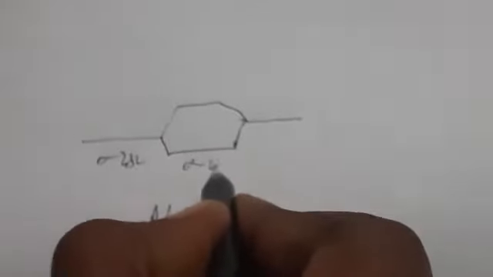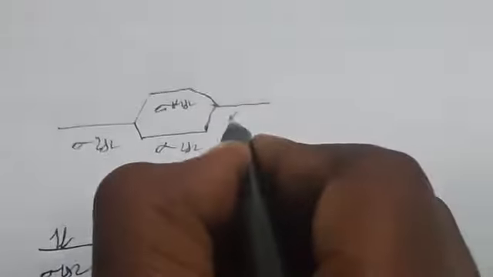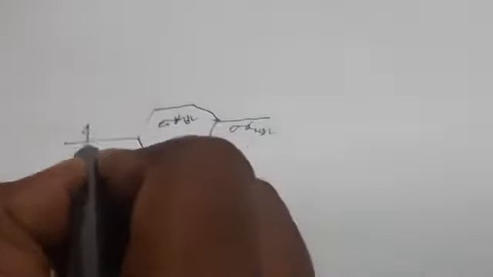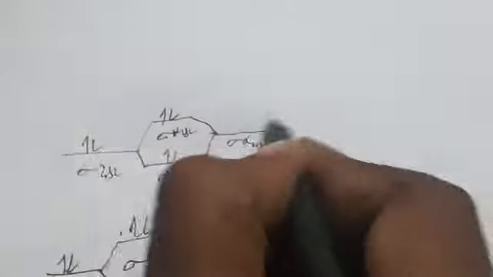Okay, so now what we have to see here? Now we have to see sigma 2s2, sigma 2s2, sigma star 2s2, sigma star 2s2. So here 2 electrons, 2 electrons. So these are the electrons we are going to get. Next, coming to nitrogen, how many electrons do we get here in total? 2px, 2py, 2pz. Here 3 electrons we are going to get.